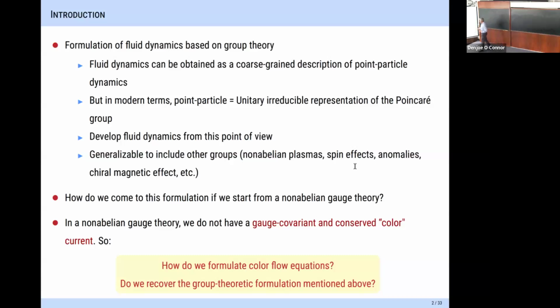Now, of course, the moment I say nonabelian gauge theory, there is an obvious problem that can arise. If you think of something like Yang-Mills theory or QCD, we know that there is no gauge invariant and conserved current for color. If you want a conserved current, it's not gauge invariant. If it's gauge invariant, it doesn't necessarily conserve. So the question then is, how do we formulate flow of the color degrees of freedom of QCD in fluid dynamics language, and how do we incorporate that? These are the kind of questions that I want to talk about.